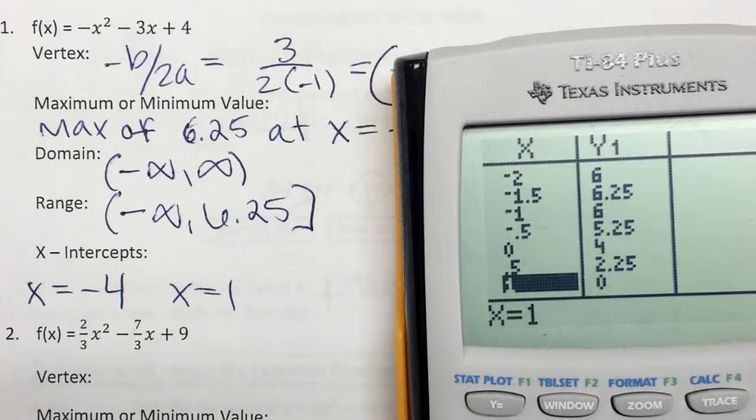And I'm going to show you how to do it from the graph, because sometimes your x-intercepts will not be a nice number like 1 or 1.5. Sometimes it'll be like 2.27, and you can't find that on a table, right? So go back to your graph, hit graph right here.